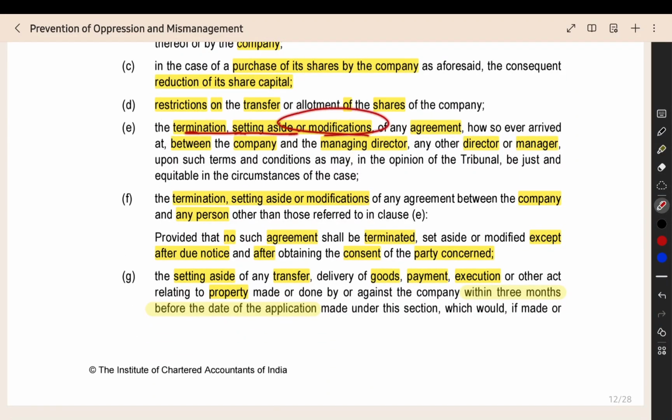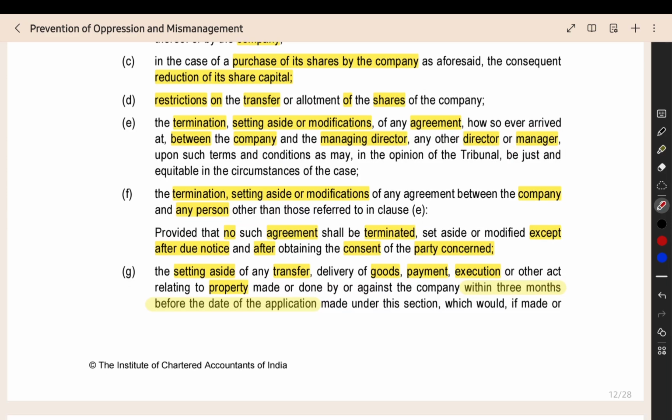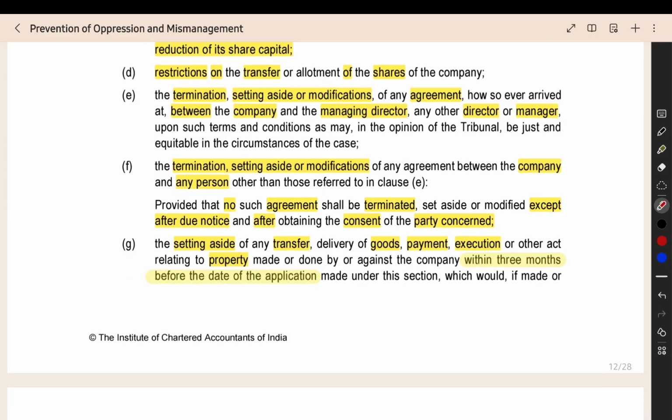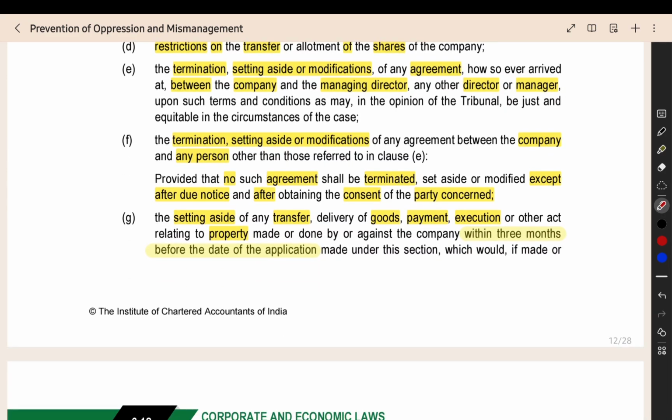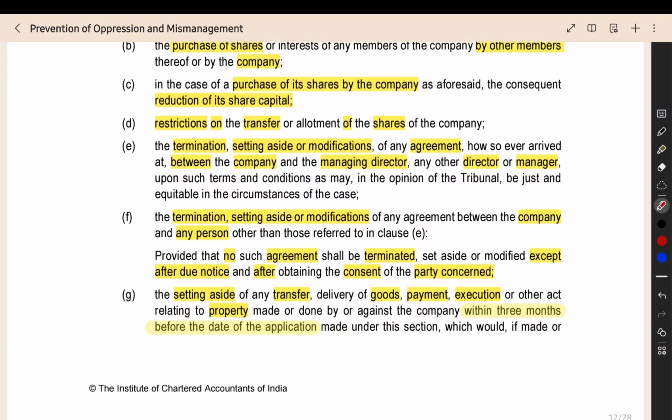Termination, setting aside or modification to any agreement between the company and the managing director, or company and any other director, or company and manager. That agreement they can terminate, do any modifications, or set aside the agreement itself. Then they can do any other agreement also. That agreement should be between company and managing director, company and manager, as per this point.